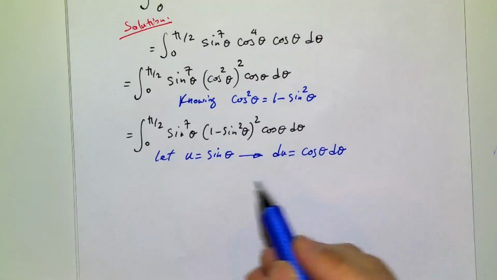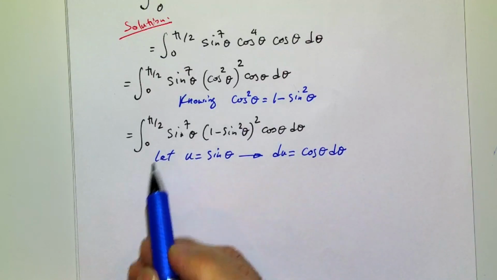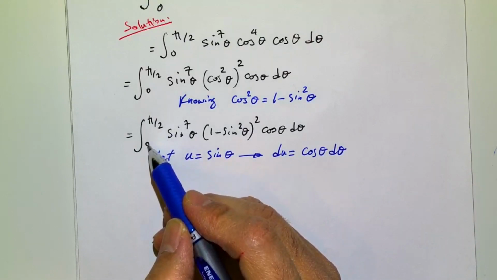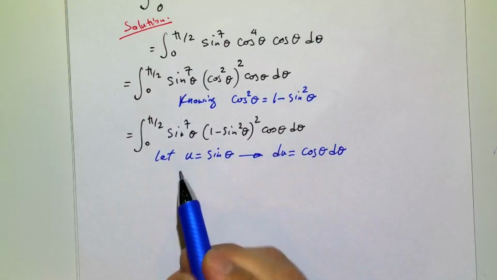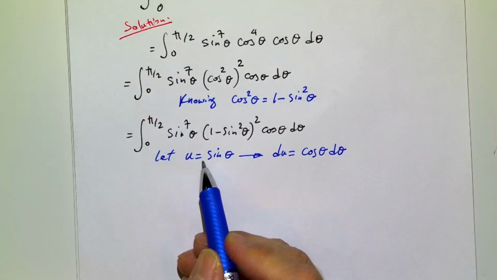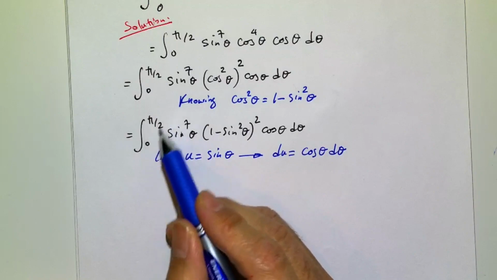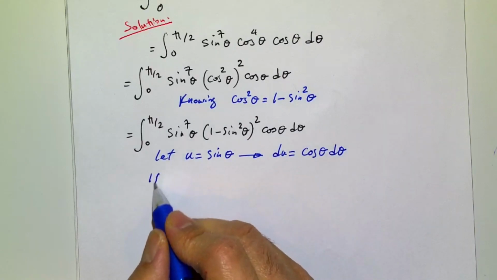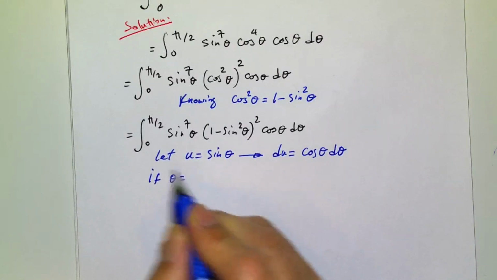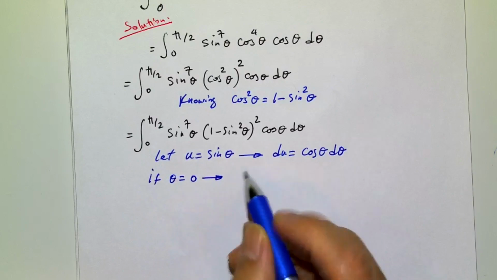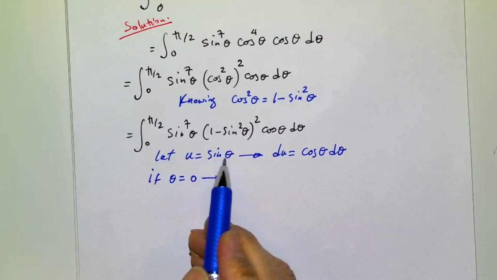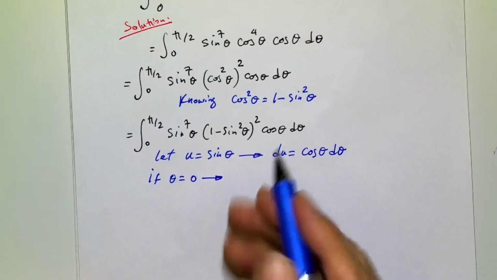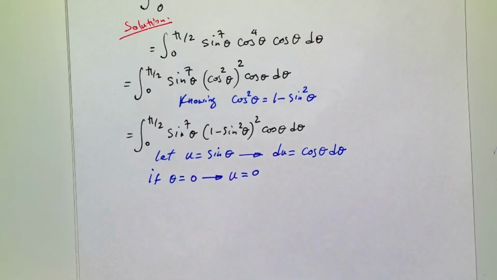But before we proceed, notice that this is a definite integral. Whenever we have a definite integral and we're using the substitution method, we need to recalculate these limits with respect to the new variable u. So if theta equals 0, and we substitute that, what do we get? Sine of 0 is 0, so u is going to be equal to 0 as well.